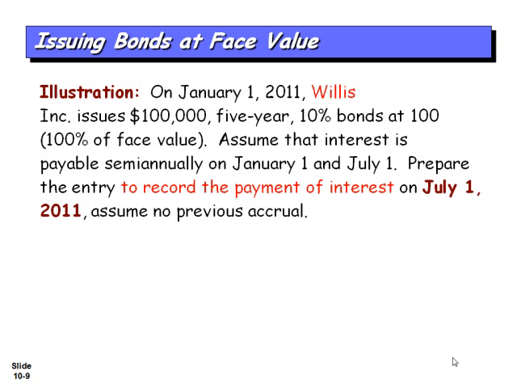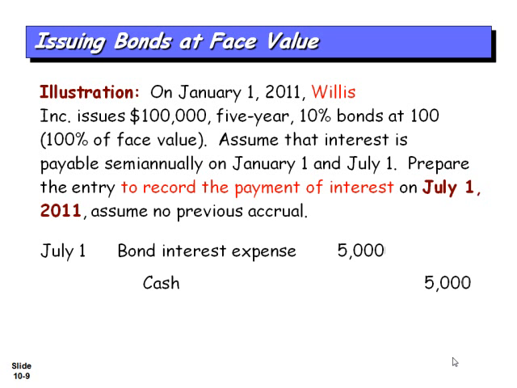Now look at the wording at the top there. 10% bonds refers to the interest rate. Interest is payable January 1st and July 1st. So that first interest payment is going to be due July 1st. And we're going to make this simple and assume no previous accrual. So 10% of $100,000 is $10,000. But it's half a year, so it's only $5,000. And there's our journal entry to show that payment.